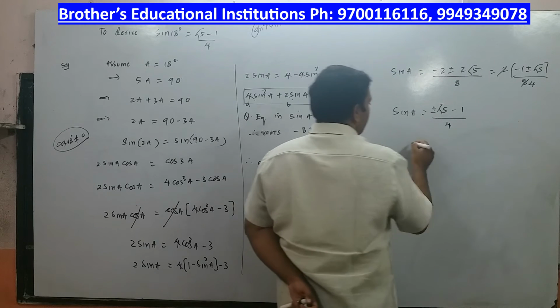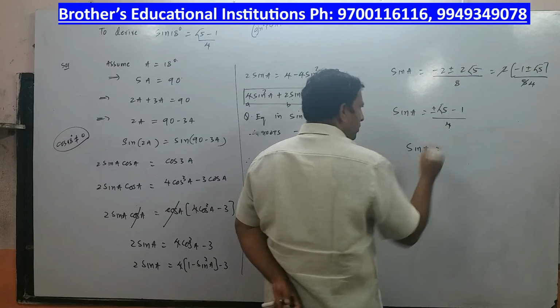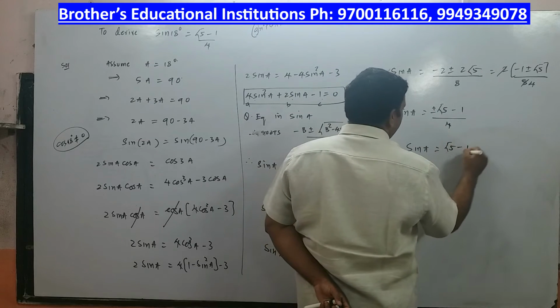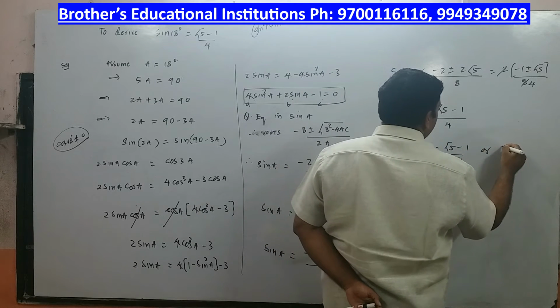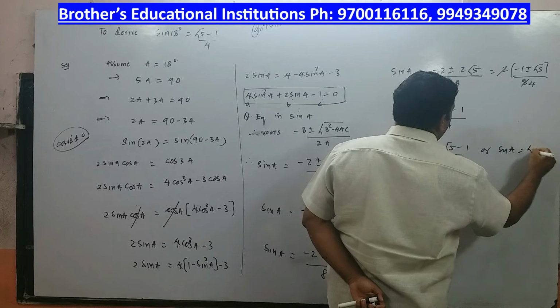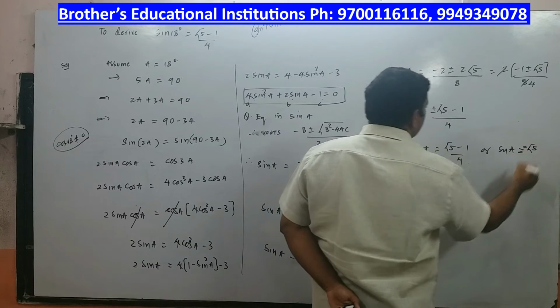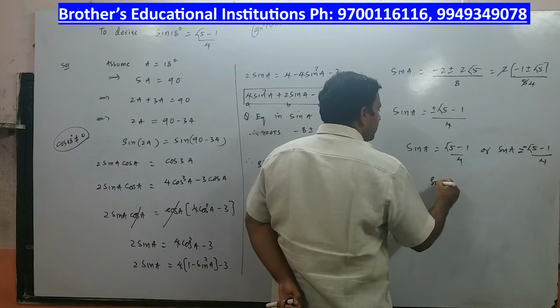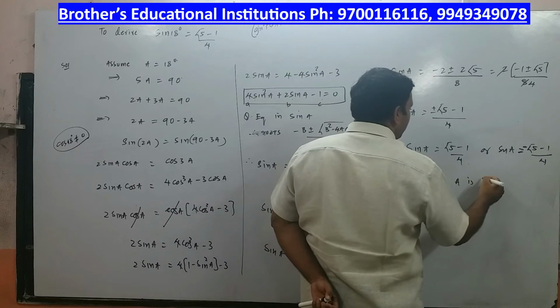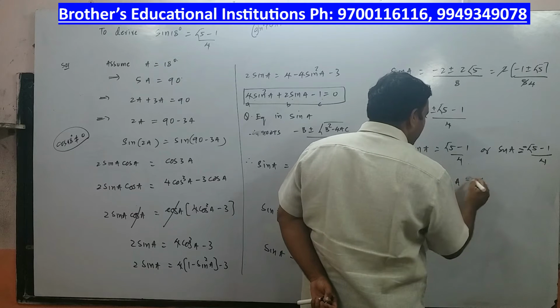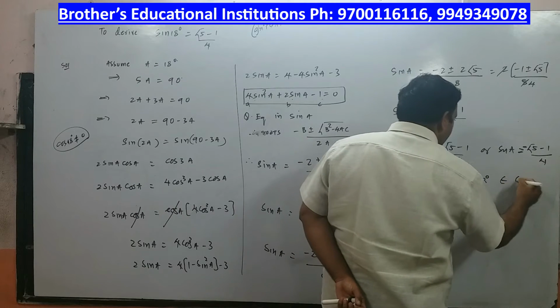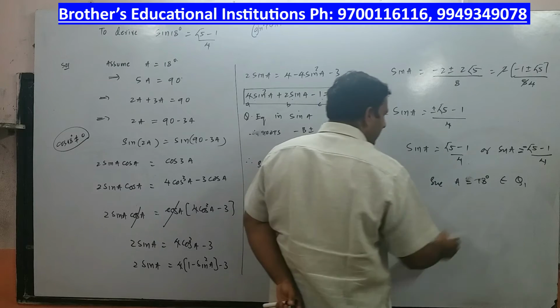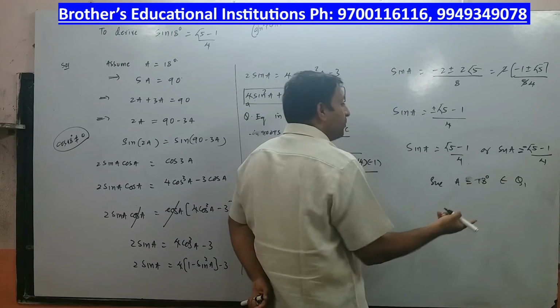What does it mean? You will write sin A will hold two values. First value: sin A is equal to (root 5 minus 1) by 4, or sin A is equal to minus (root 5 minus 1) by 4. Now what is A? Since A is positive, A is equal to 18 degrees, and 18 degrees belongs to the first quadrant.